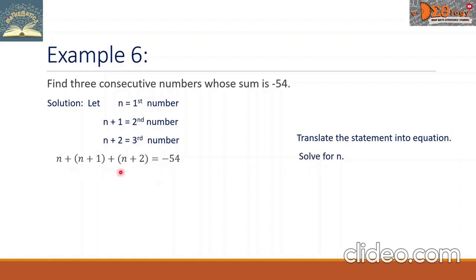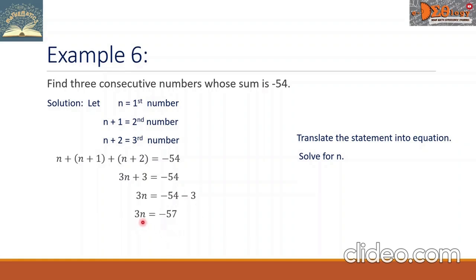First, we can remove the grouping symbols and we combine n plus n plus n. That will be 3n. Also, we combine plus 1 and plus 2. So we have here plus 3, then equals the right side, negative 54. This positive 3, we transpose, so we have negative 3. We simplify the right side as negative 57.